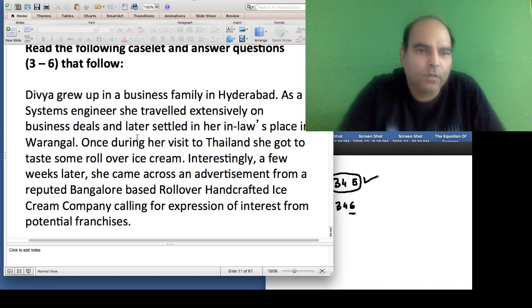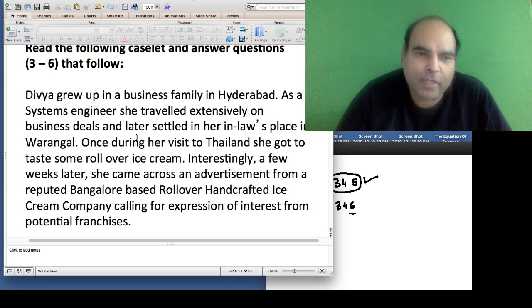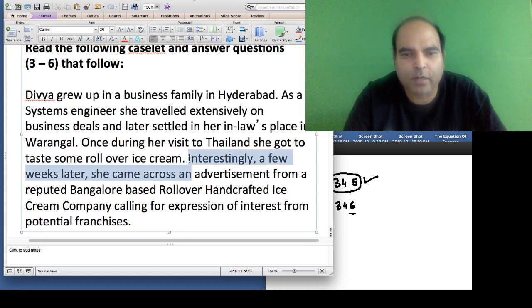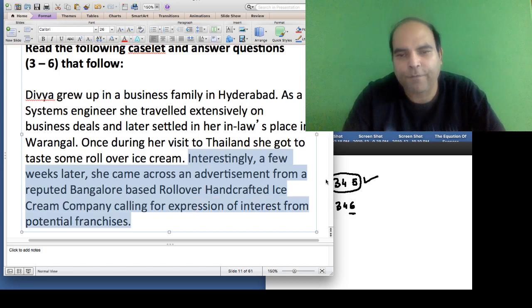So Divya grew up in a business family in Hyderabad. As a systems engineer, she traveled extensively to business deals and later settled in an in-laws place in Warangal. Once during her visit to Thailand, she got to taste some rollover ice cream. Interestingly, a few weeks later, she came across an advertisement from a reputed Bangalore-based rollover handcrafted ice cream company calling for expression of interest from potential franchisees.